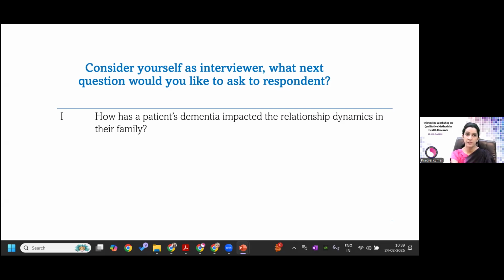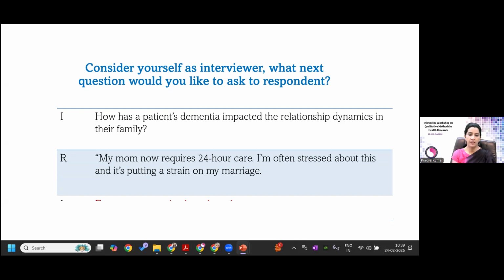Say this is the question: how has the patient's dementia impacted the relationship dynamics in the family? And the person says, my mom requires 24-hour care, I'm often stressed about this and it is putting a strain on my marriage. So what will be the new question?